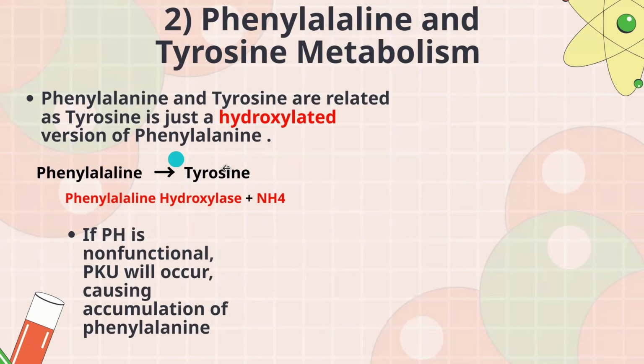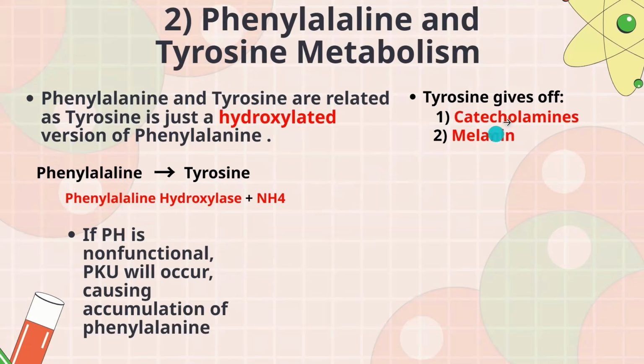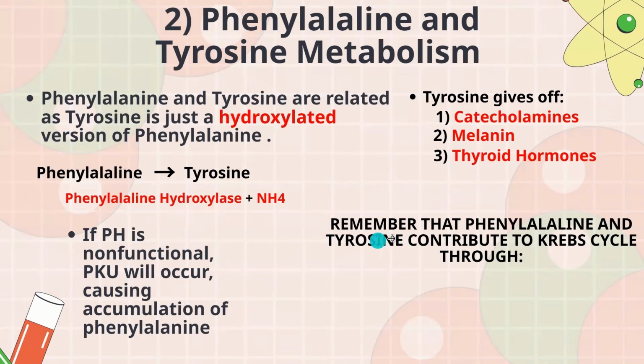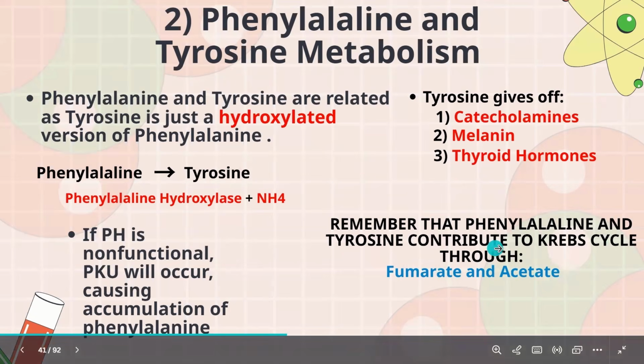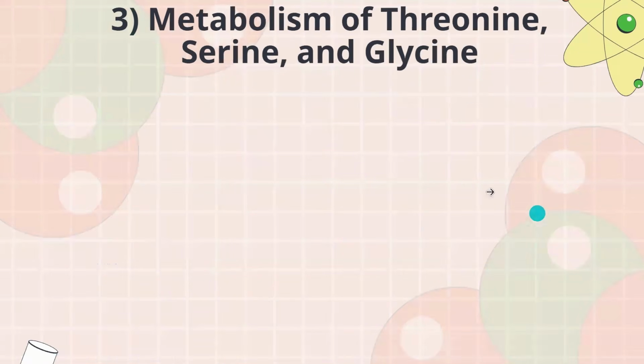Now, why is tyrosine also very important? Tyrosine is very important generally because tyrosine contributes to the formation of other stuff like catecholamines, melanin, and thyroid hormone. This is all very important because we already talked about it. Catecholamines, epinephrine, norepinephrine. This is all talked about in ERP. Now, again, I want you guys to remember that phenylalanine and tyrosine contribute to the Krebs cycle through fumarate and acetate when you catabolize them. Let's talk about metabolism.